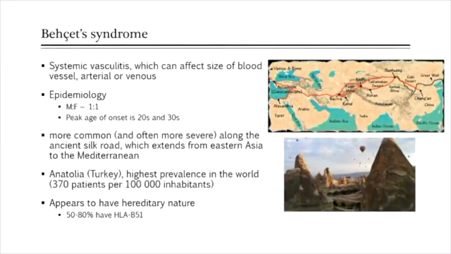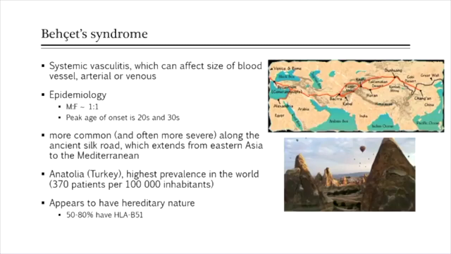We're going to talk about Behçet syndrome first, okay? Now, the highest prevalence of Behçet syndrome is in Turkey, or specifically Anatolia, which is where my holiday photo comes from, and I feel like it's one of the most amazing places on earth. They've got these amazing rock formations which look like fairy houses, and that's where they have the most Behçet syndrome.